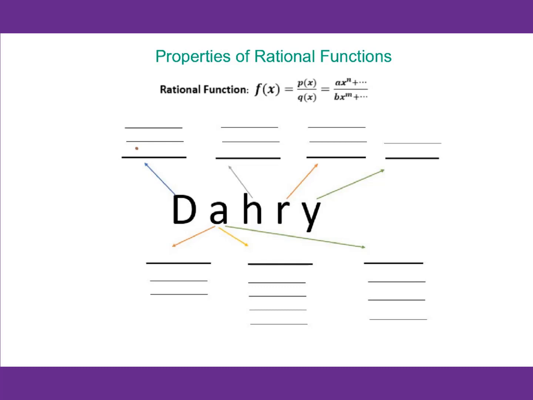D stands for domain. A stands for asymptote line: vertical asymptote line, and horizontal asymptote line, then oblique asymptote line. H stands for the hole of rational functions. R stands for root. Y stands for y-intercept.